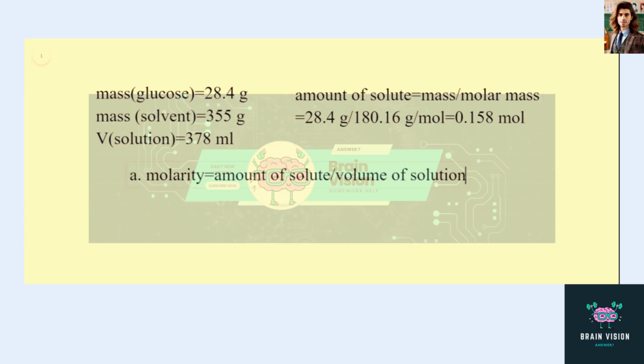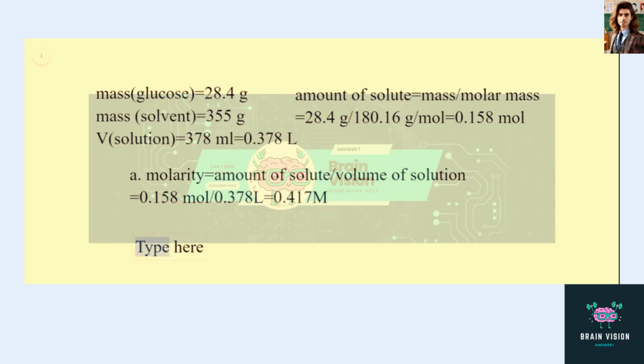Okay, so we have volume of solution, we have our amount of solute, we can calculate the molarity from that by saying 0.158 moles divided by, so we're given a solution in milliliters, but the concentration usually has the units of mole per liter, so I will recalculate the milliliters into 0.378 liters and put it in here, which gives me the molarity of 0.417 molar, or mole per liter, however you like. Okay, so this is A.